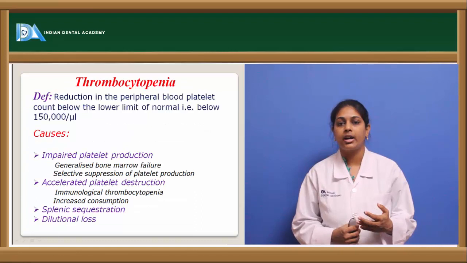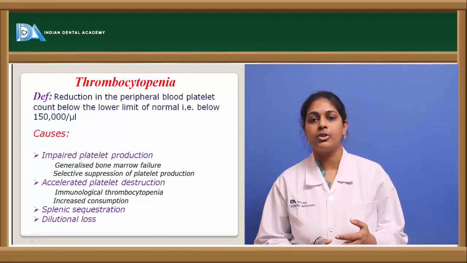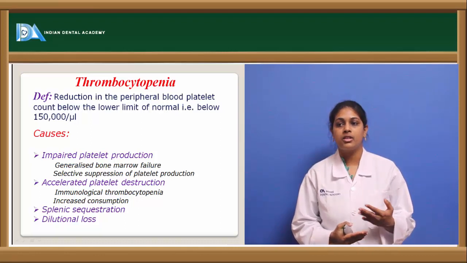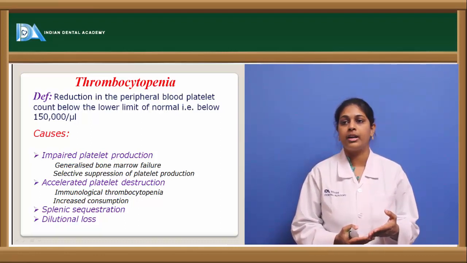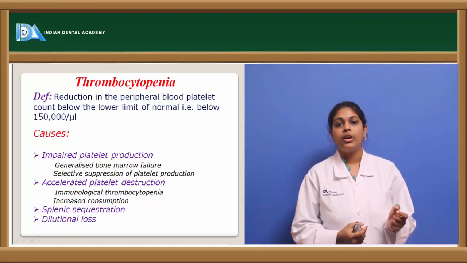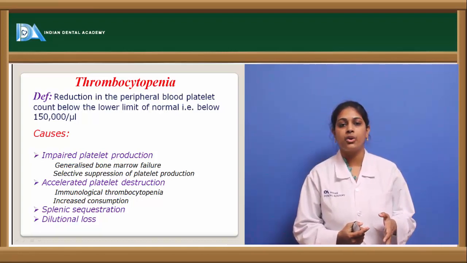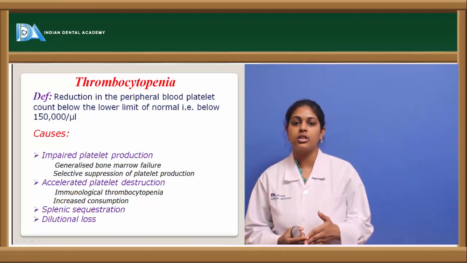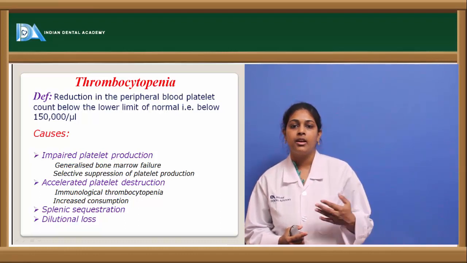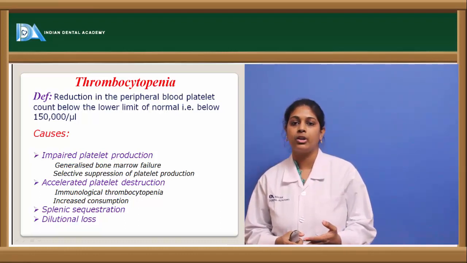Next coming is thrombocytopenia. What exactly is thrombocytopenia? Thrombocytopenia is a reduction in the number of platelets, defined as a reduction in the peripheral blood platelet count below the lower limit of normal. The platelet count usually ranges from 1,50,000 per microliter to 4 lakhs, but here it is below the lower limit, that is, below 1,50,000 per microliter.